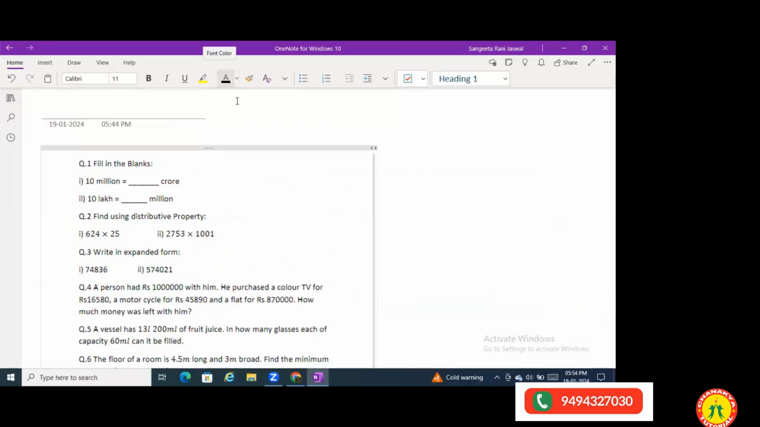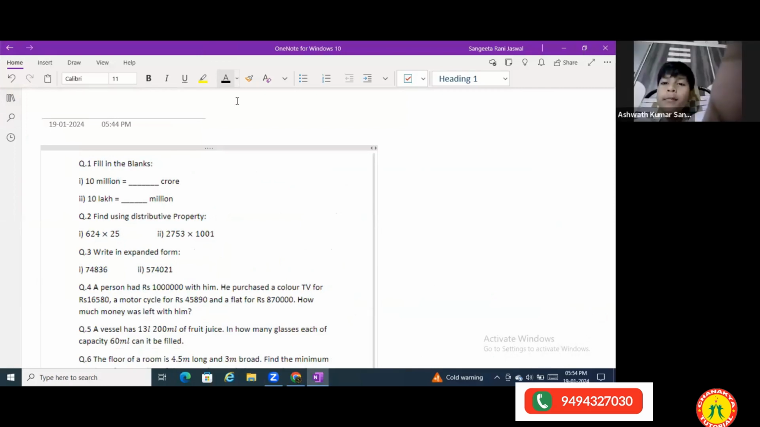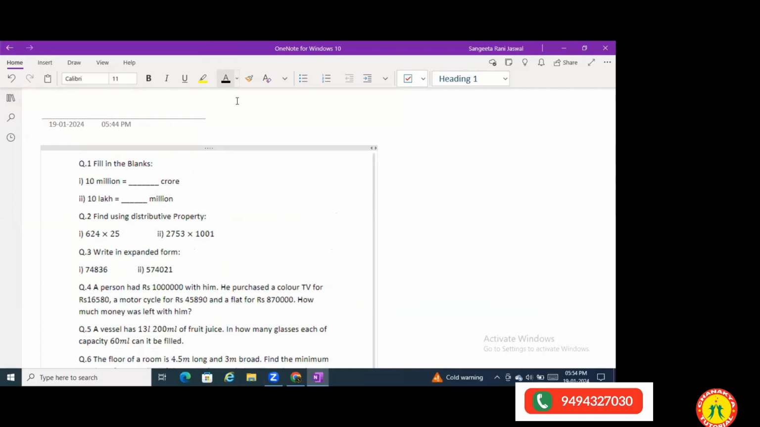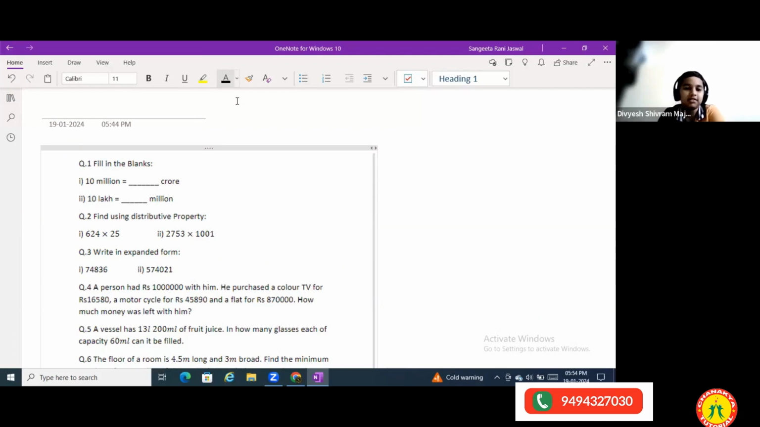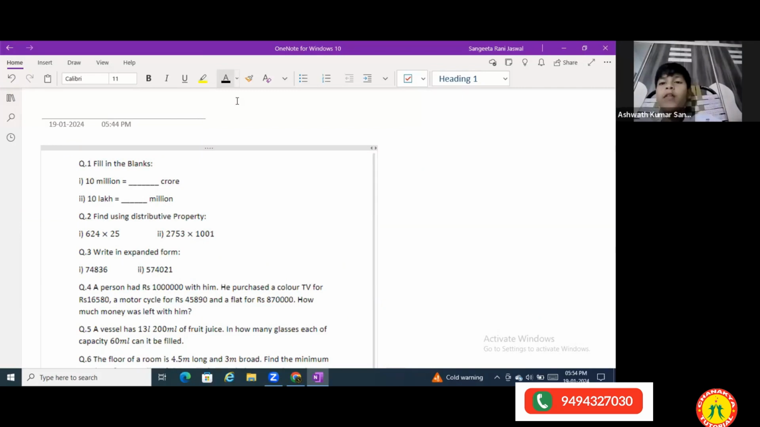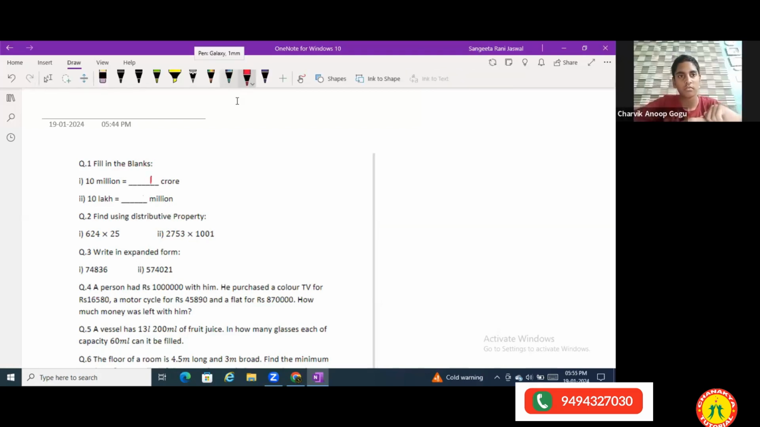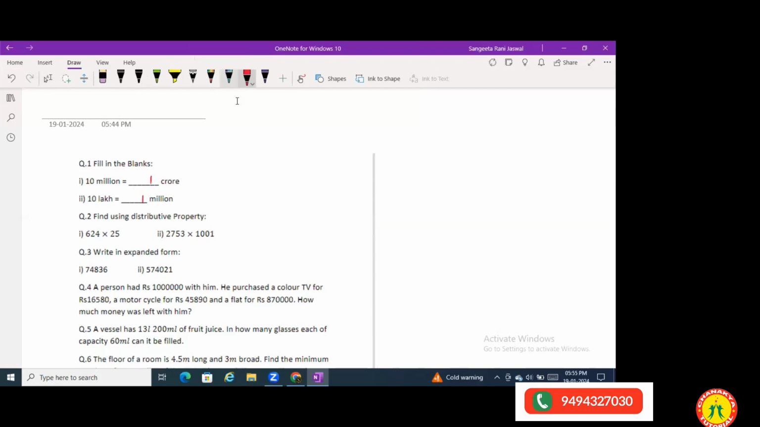Now what is 10 million equal to in crores? Ma'am, 1. Good. And 10 lakh makes how many millions? Ma'am, 1 million. 10 lakhs is 1 million.